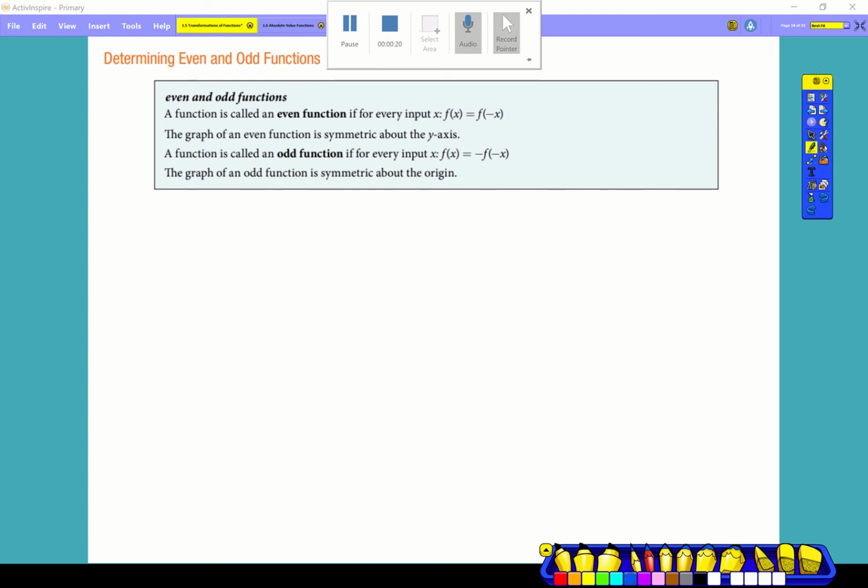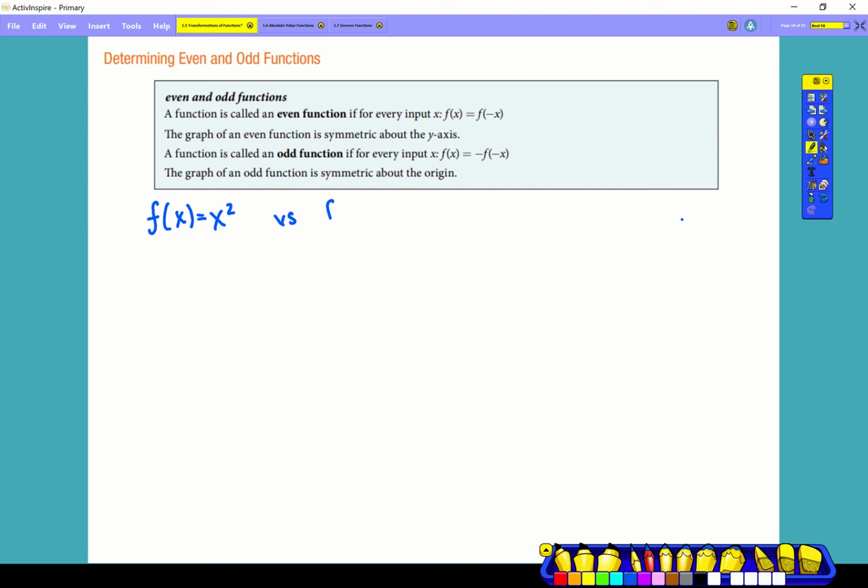So an even function has, notice that if you plug in negative x for x, you will get the exact same thing. And what I mean is, let's investigate f of x equals x squared versus f of x equals x cubed. So now we're going to do our test for even on both of them. So instead of positive x, we're going to make it negative x.